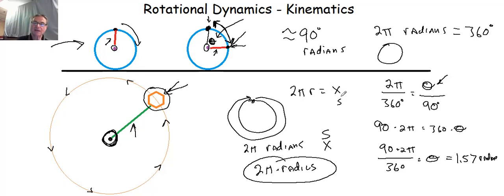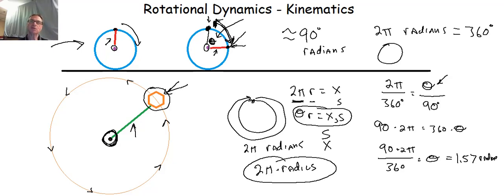Okay, so basically, if I want to generalize this, this is the angle that we went through. This is the radius. So theta times r is equal to x or s, depending on what variable we like to use. So that's one of the relationships that we can get. We can figure out just how far we've traveled, right, on the outside of the circle.